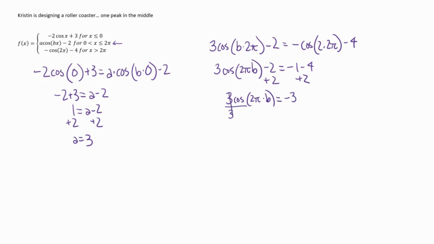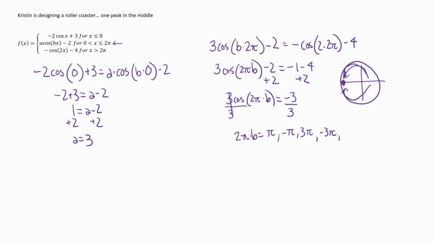Divide by 3. And I get the cosine of something is -1. So let's think about the unit circle. Where do you have a cosine value of -1? That's here at pi. But that's not actually the only location where that happens. That could be pi. It could be -pi. It could go once and a half around, that's 3 pi. So 2 pi times b could be pi or -pi or 3 pi or -3 pi, etc. Right? It's pi plus 2 pi k.